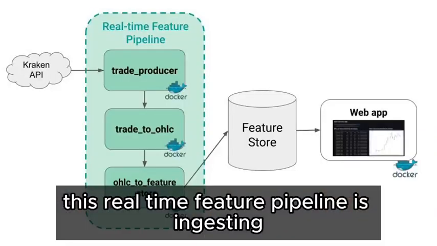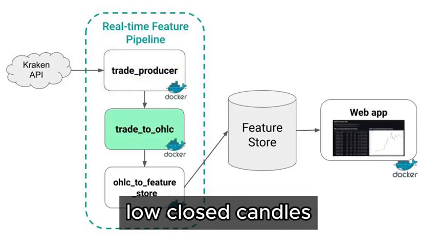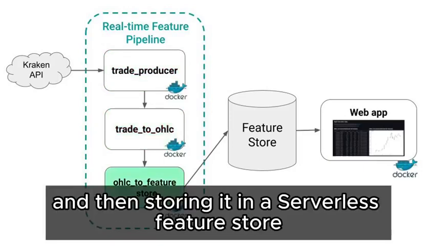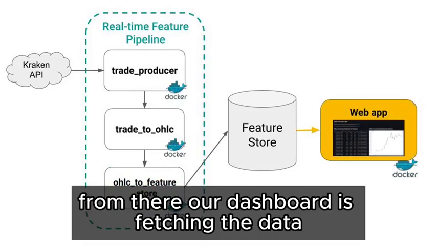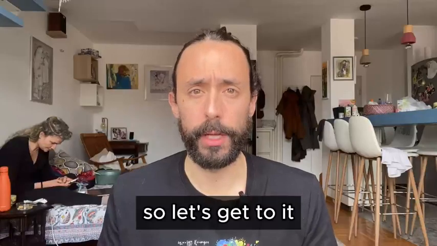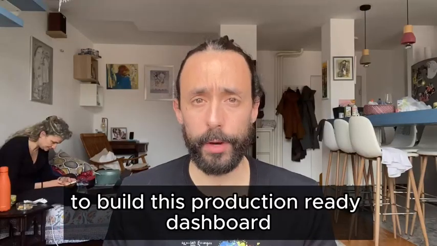This real-time feature pipeline is ingesting raw data from Kraken, transforming it into open, high, low, close candles, and then storing it in a serverless feature store. From there, our dashboard is fetching the data. So let's get to it. These are the 4 steps to build this production-ready dashboard.